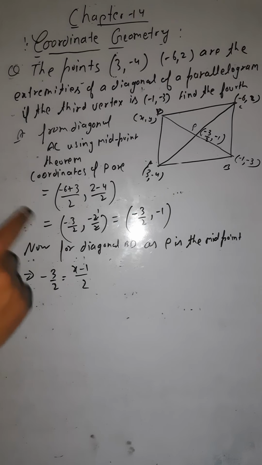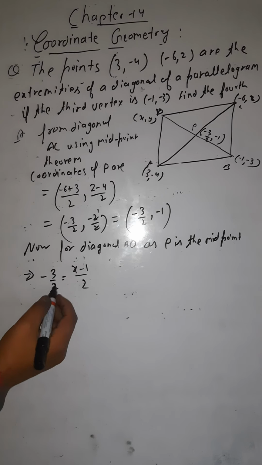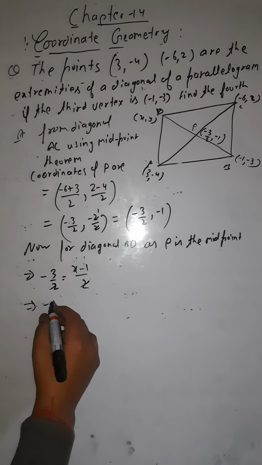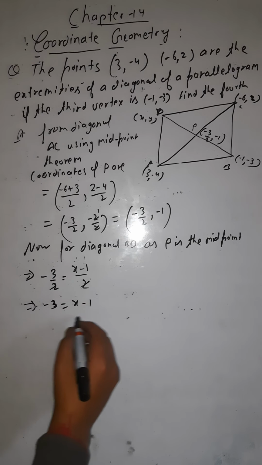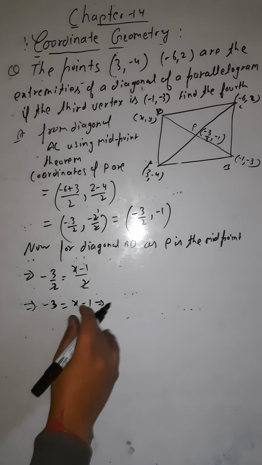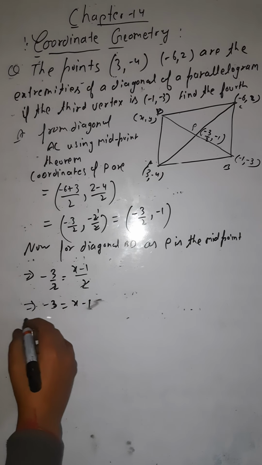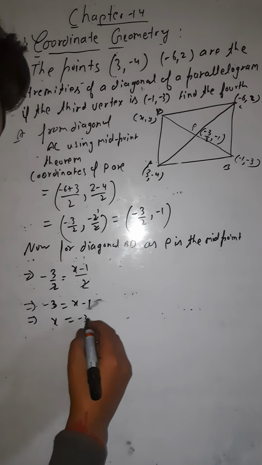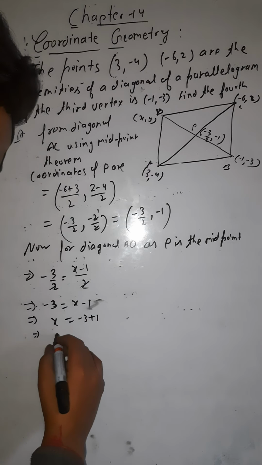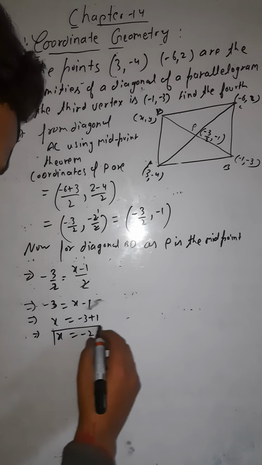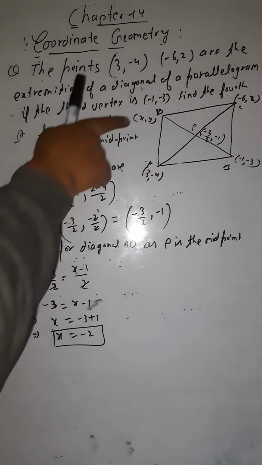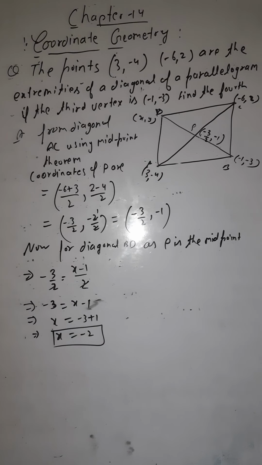Are you getting this? How I have found it? This 2 and this 2 can cancel each other. So the answer would be minus 3 is equal to x minus 1. It implies x would be equal to, this minus 1 will go there and become plus 1, so x would be equal to minus 2. This is how we find the value of x. So the value of x is minus 2.